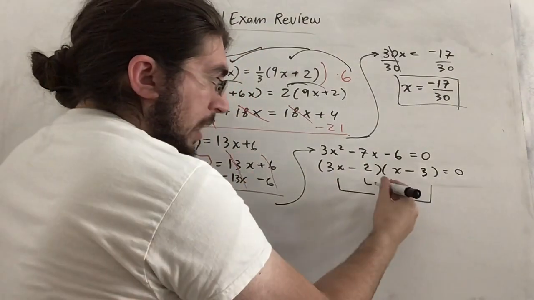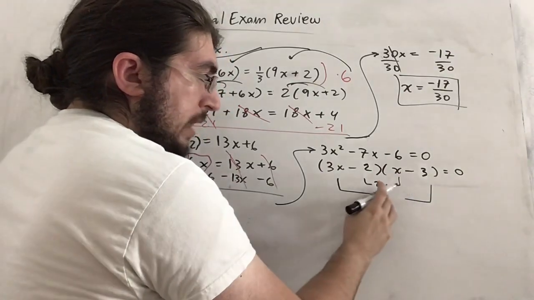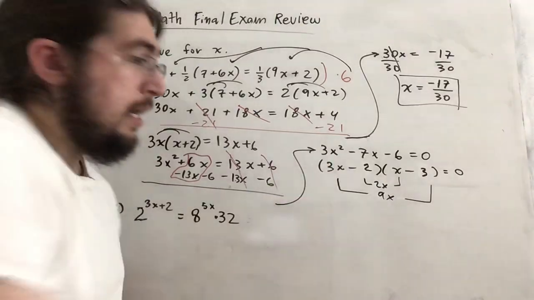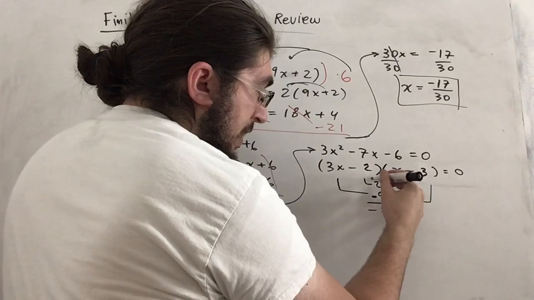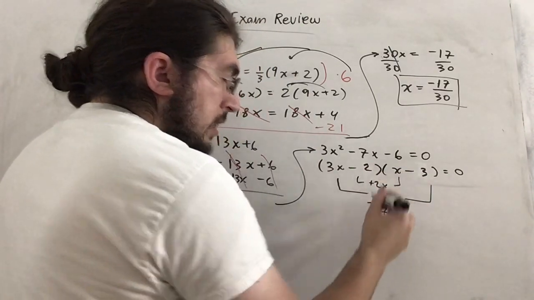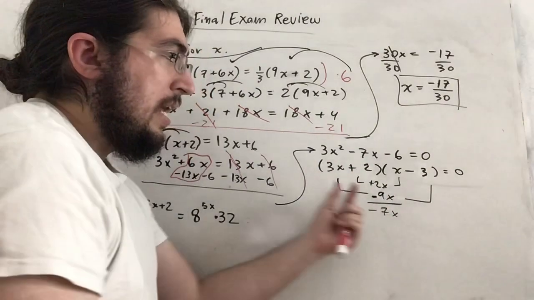Because here we get 2x for the inner term. For the outer term, we'll get 9x. And we can change the signs to actually get negative 7 as a result. This would have to be negative, and this would have to be positive. Perfect.